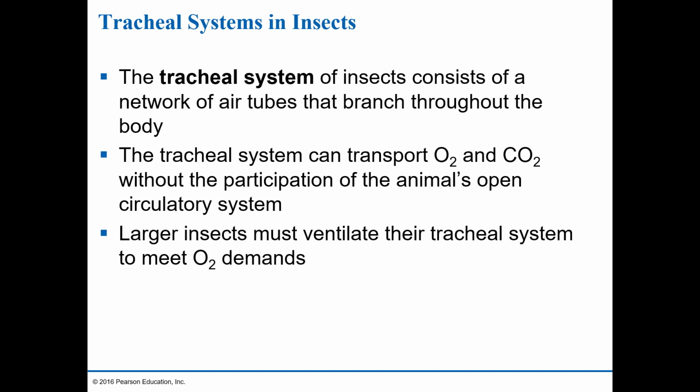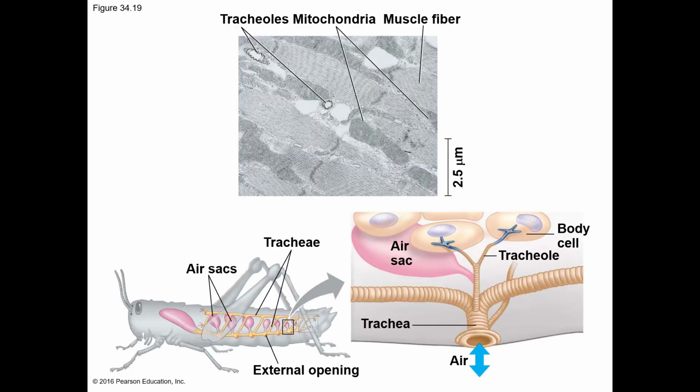Tracheal systems are what insects have, and they don't have a closed breathing system like we do, and they don't have a closed circulatory system. Instead, what they actually have is holes in the side of their body called spiracles. Instead of breathing through their mouth, they breathe through holes in the side of their body, and air comes in through those holes and goes into these little things called trachea.